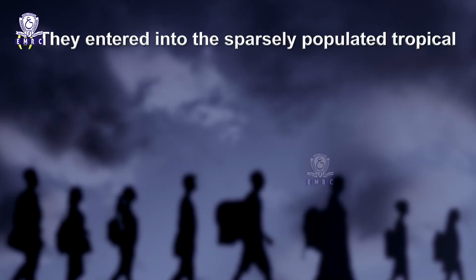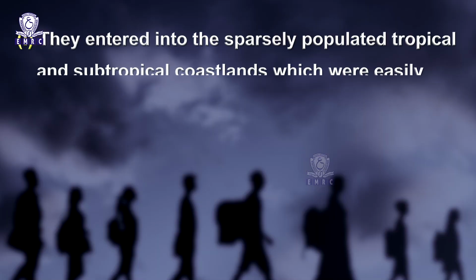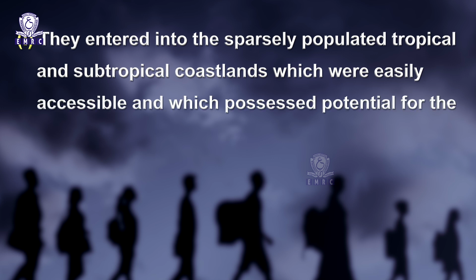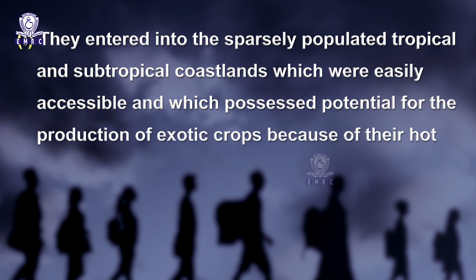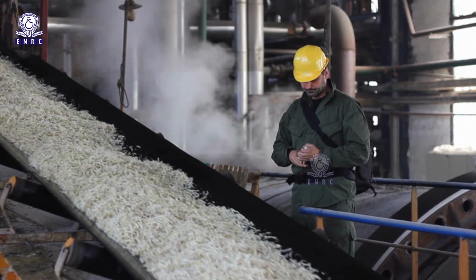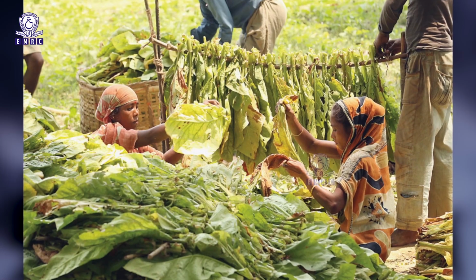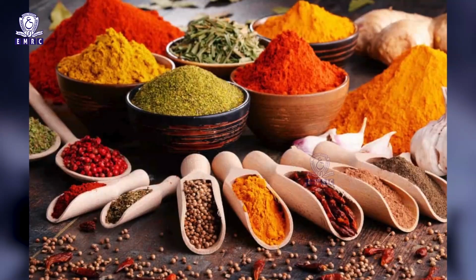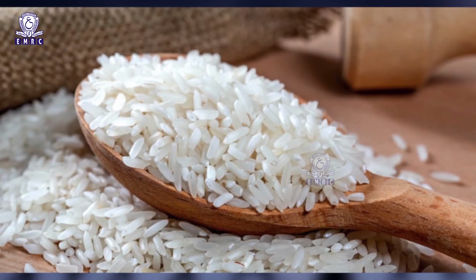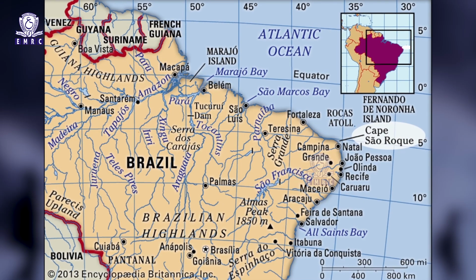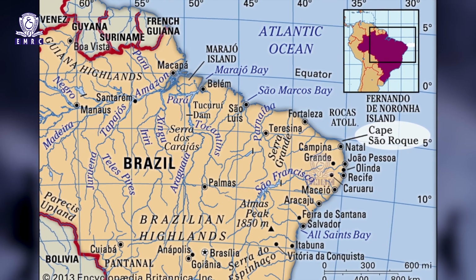The Europeans immigrated in two different directions. One, they entered into the sparsely populated tropical and subtropical coastlands which were easily accessible and which possessed potential for the production of exotic crops because of their hot and humid climates. Consequently, commercial production of sugar, cotton, tobacco, coffee, tea, spices, indigo, rice and so on flourished in the eastern coastlands of North and South Americas.